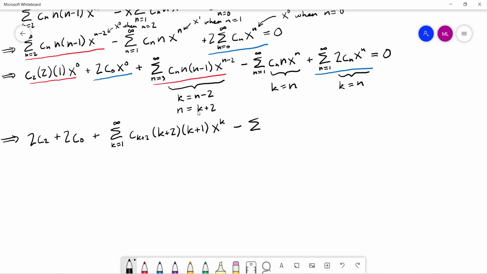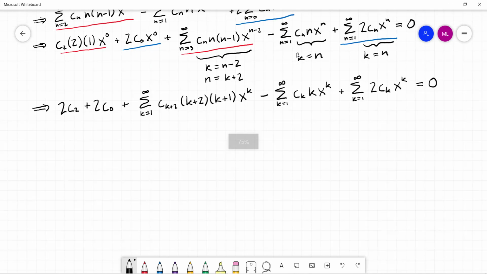Minus the sum from k equals 1 to infinity. In this case, k and n were the same, so I can just rewrite these, swap every n out for k. So c sub k times x to the k. Same for the last term. K equals 1 to infinity, 2c sub k, x to the k. And that whole thing is supposed to be equal to 0.